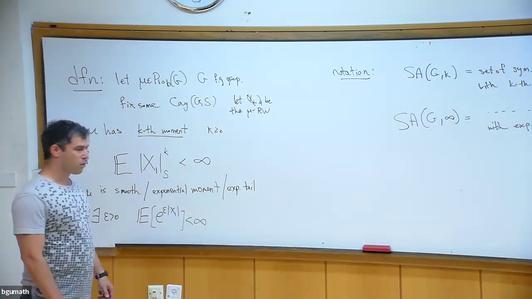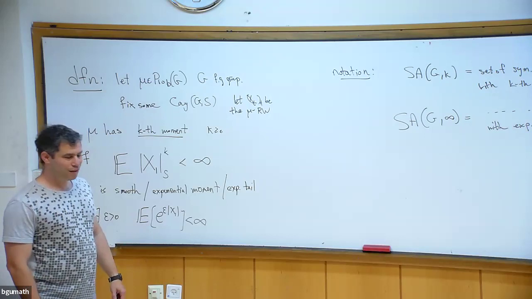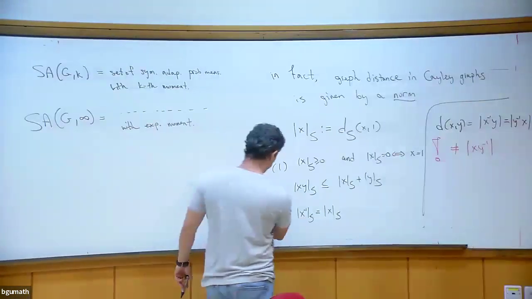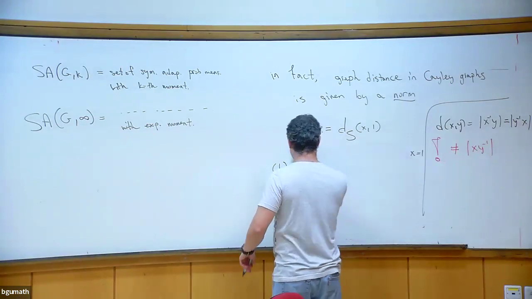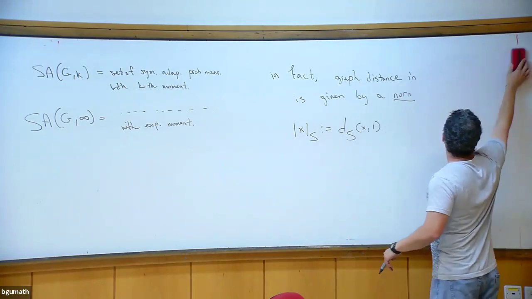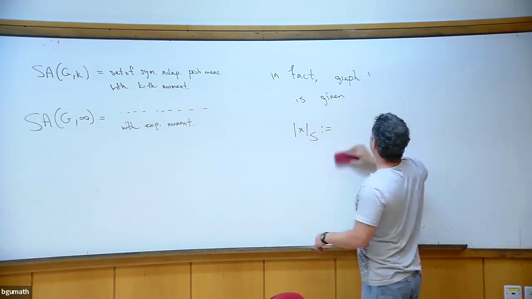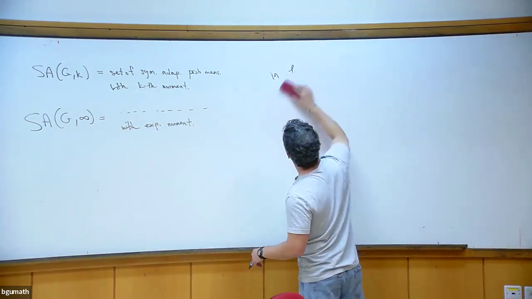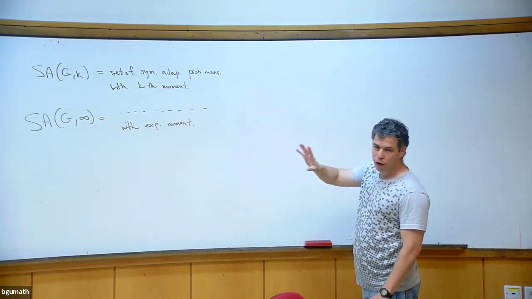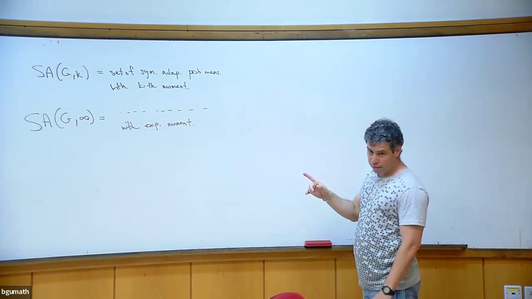So you don't use anymore the notation SAS? No. Because in the book there are some statements about kth moments and some about exponential tails, and I didn't want to confuse them. So when I put infinity, I don't mean just for every k.